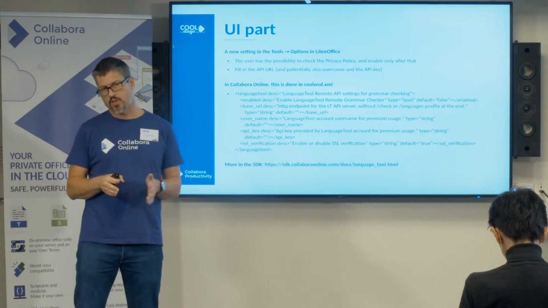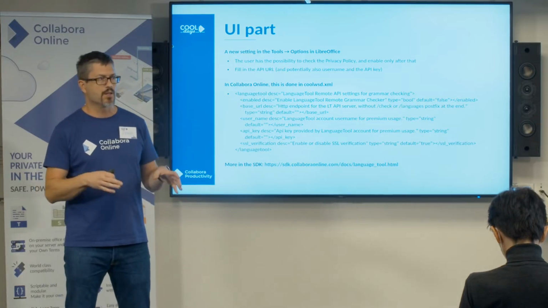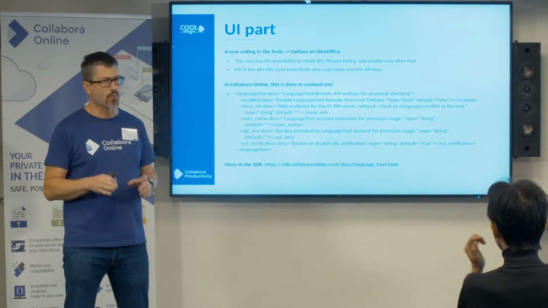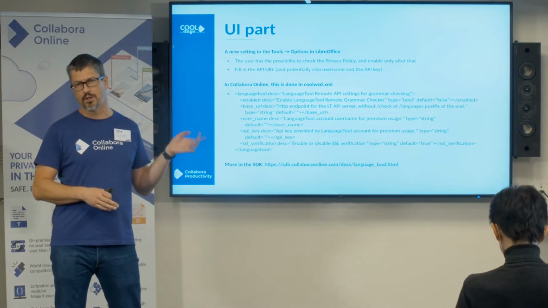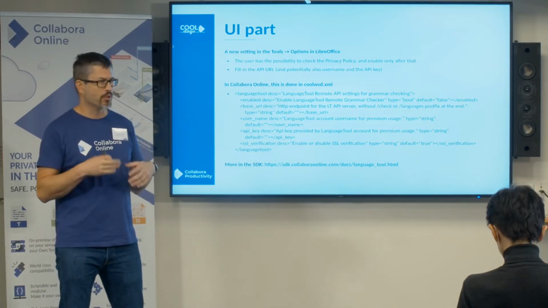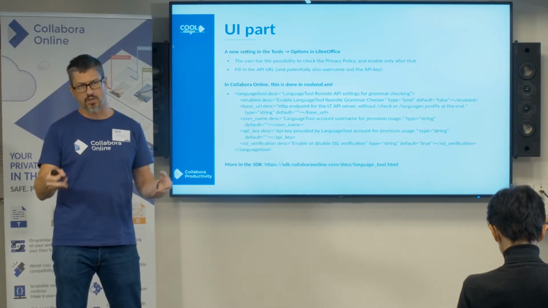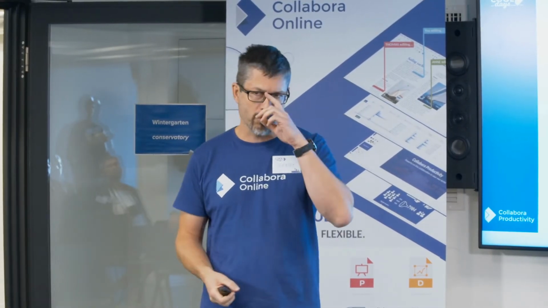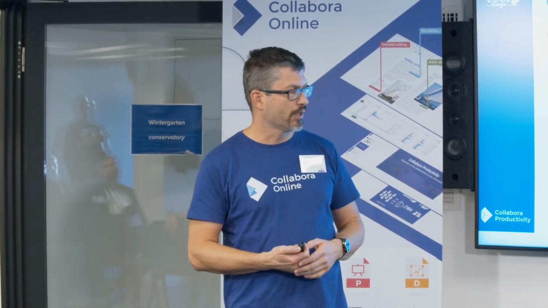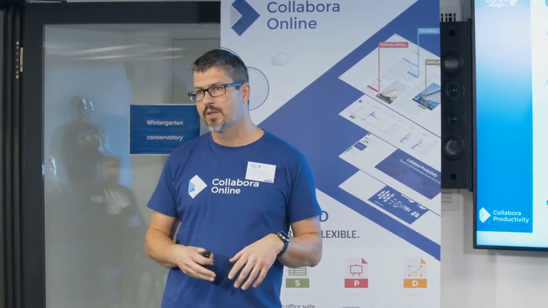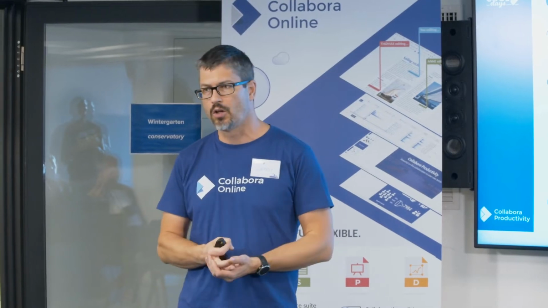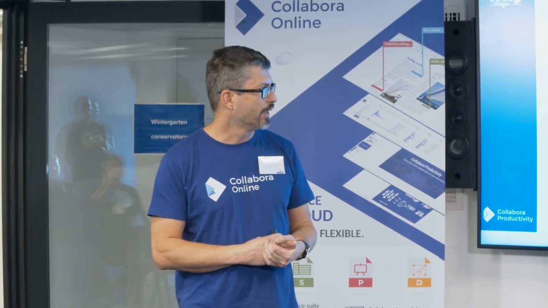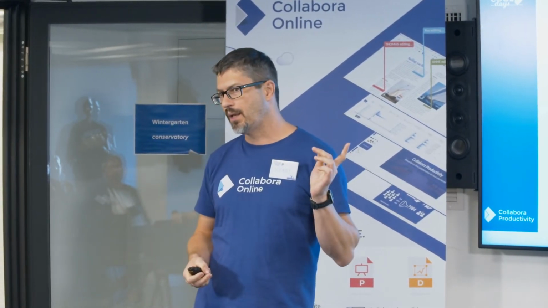Of course, similarly to DeepL, this had to have two parts. One part was the user interface, so that you can set up the server so that LibreOffice can use that. And in case you have the pro version, you need to also provide the username and API key. In Collabora Online, it's a bit easier because you set all this information in the coolwsd.xml.